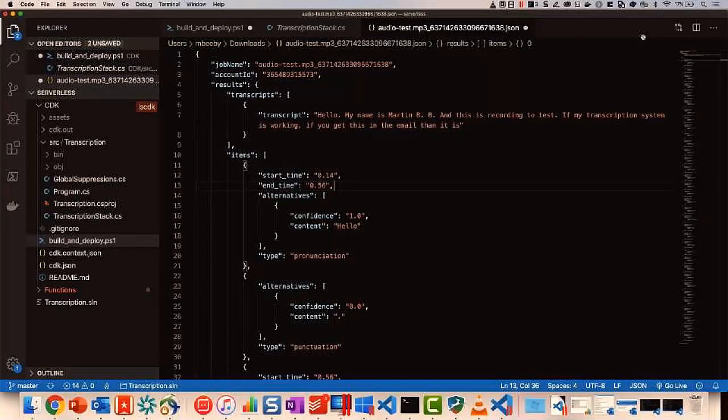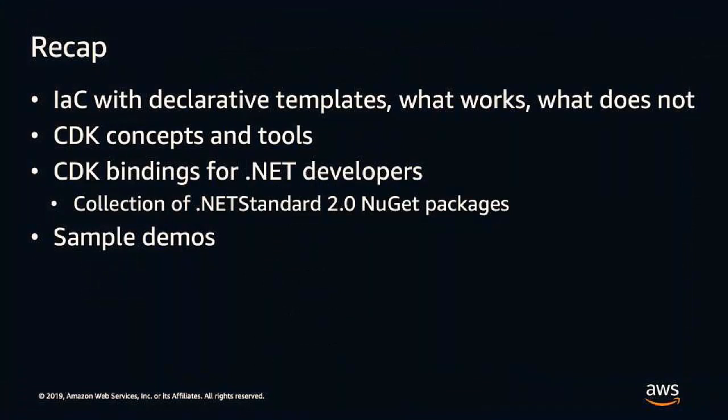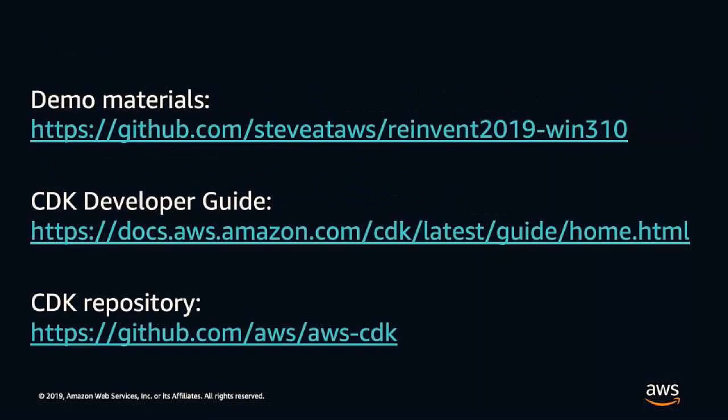So just to recap today, we showed you what infrastructure as code is with declarative templates like CloudFormation, what works, and why maybe there's some benefit to thinking about it differently and using a programming language to define it. We've then introduced the CDK. I've shown you some concepts and tools and how you get started with the CDK. I've shown you the CDK bindings for .NET developers, that it's a collection of .NET Standard NuGet packages, and a few different demos. All of those demos are available on GitHub.